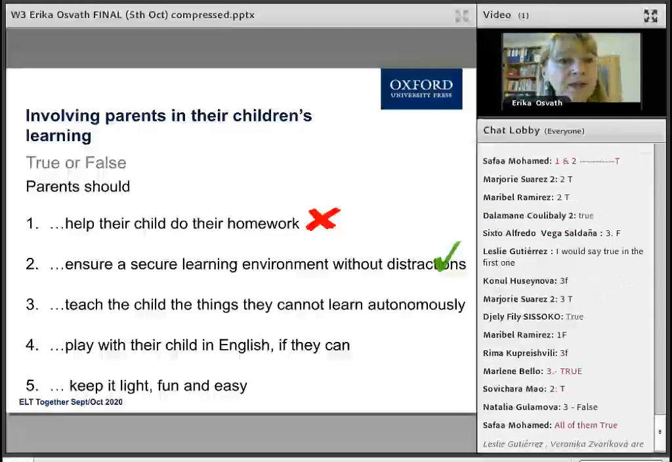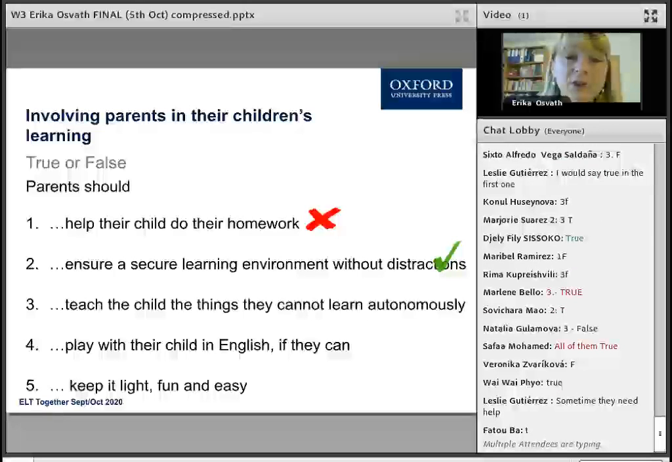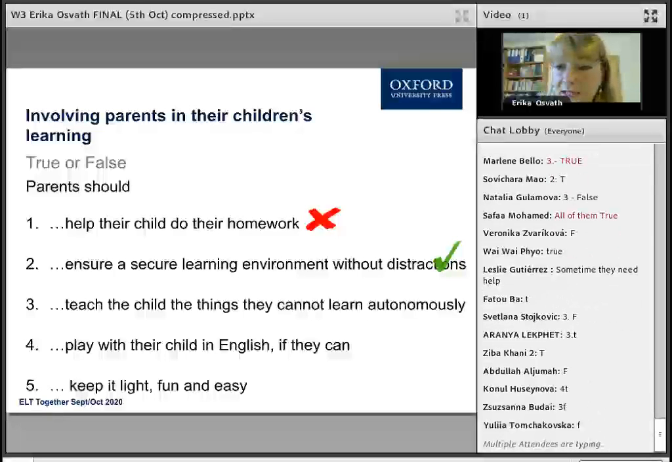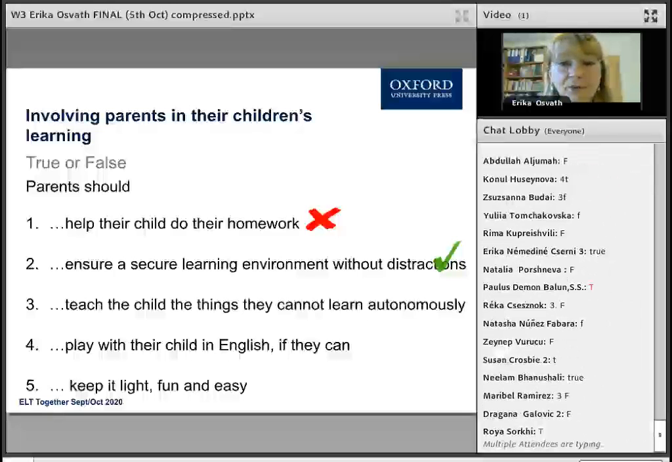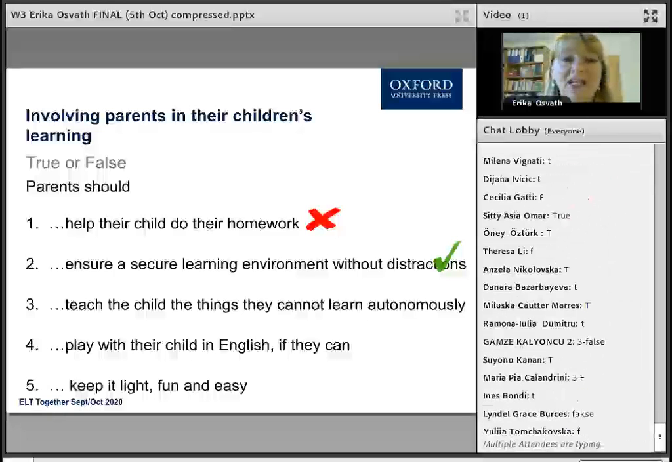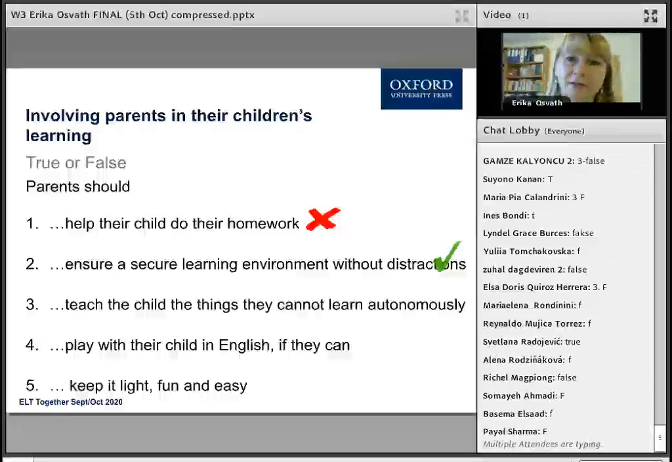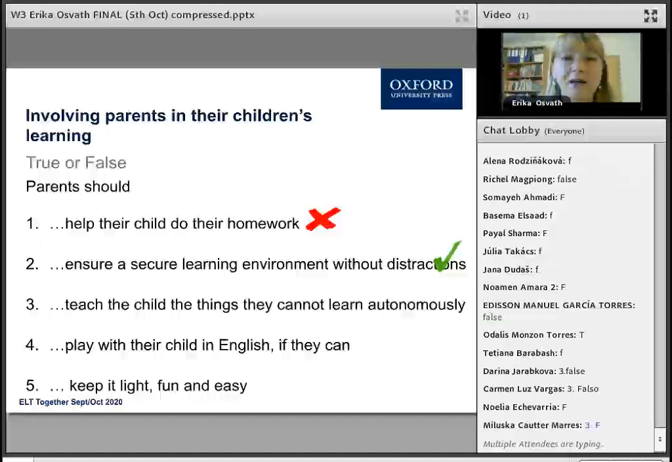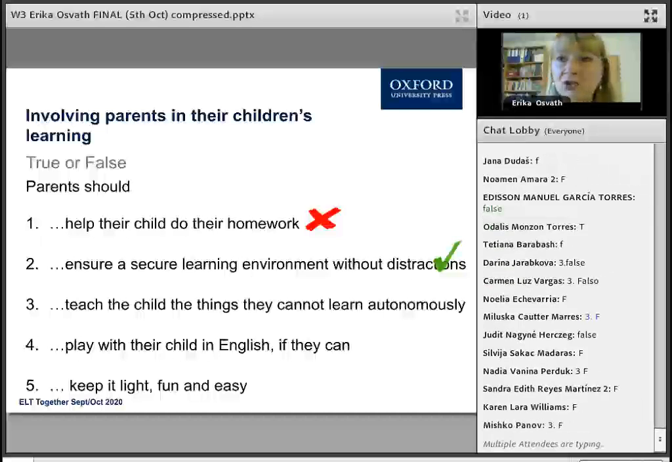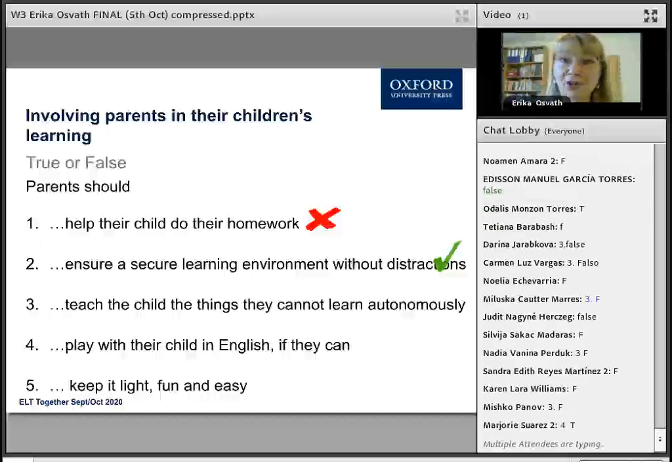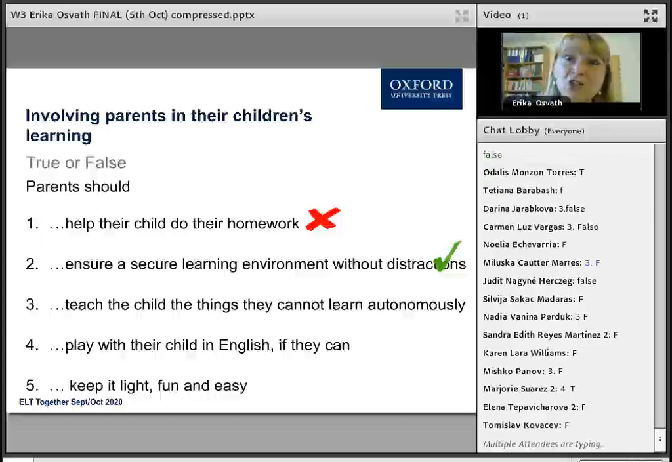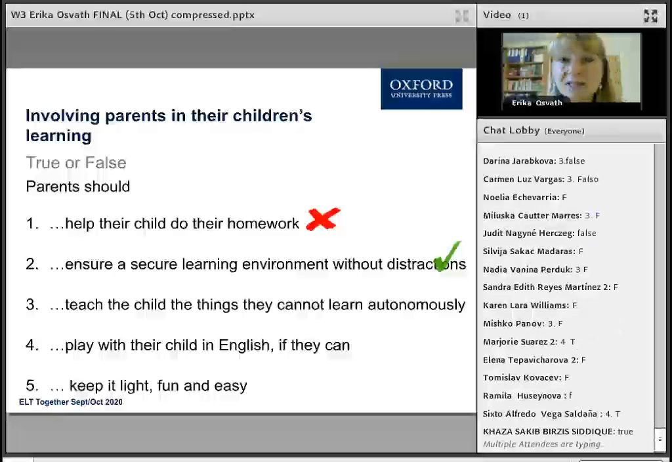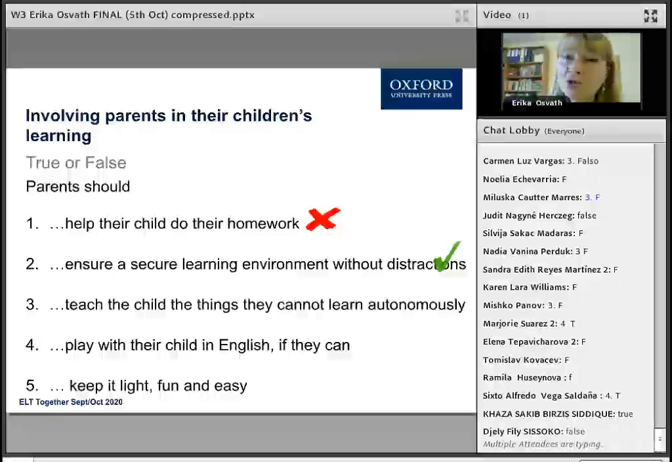Number three, parents should teach a child the things they cannot learn autonomously. True or false? False, exactly. We shouldn't expect parents to be the teachers. They have enough on their plate. We should not expect them to also start teaching. It's a job. You know that it's a job. It requires special skills and knowledge to be a good teacher. Parents are parents. All they need to do is just love their children and play with them.